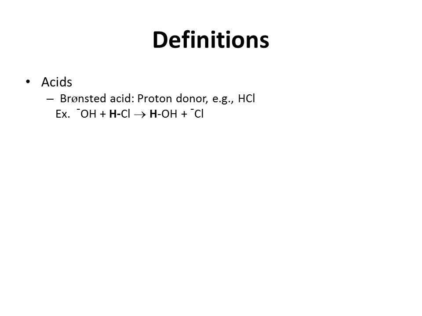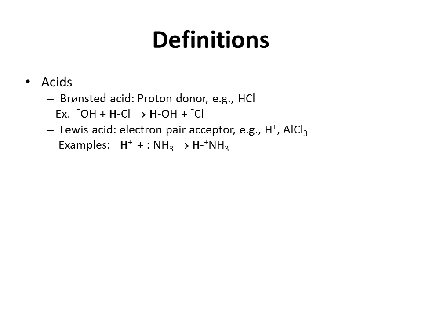A Lewis acid is an electron pair acceptor. So for example, you have H+, which is a proton, or AlCl3, which is aluminum chloride. In the examples, H+ seeks a pair of electrons, so it gets them from the lone pair of ammonia, NH3, to form NH4+, the ammonium ion.